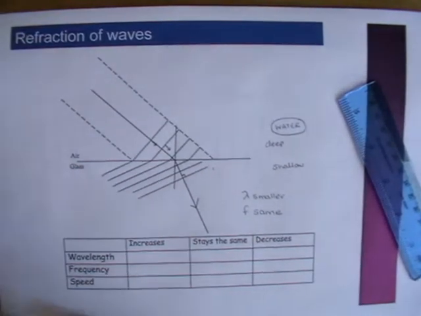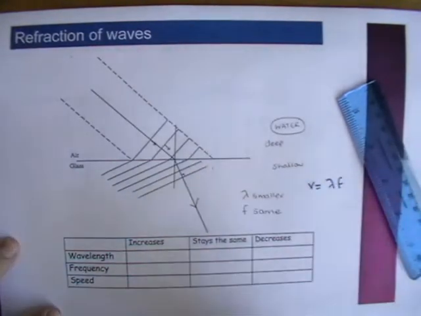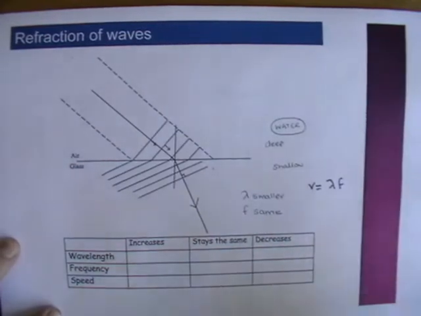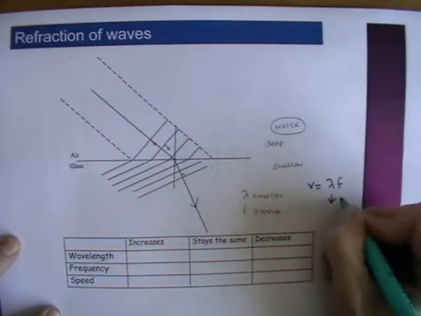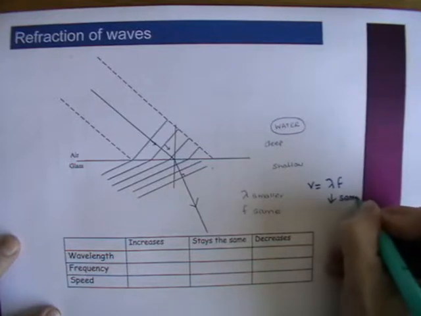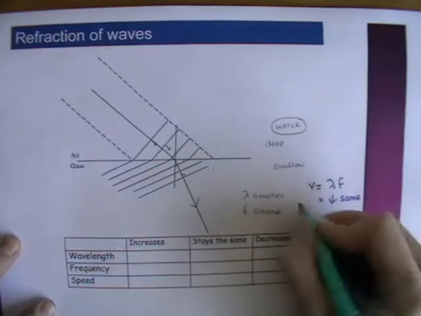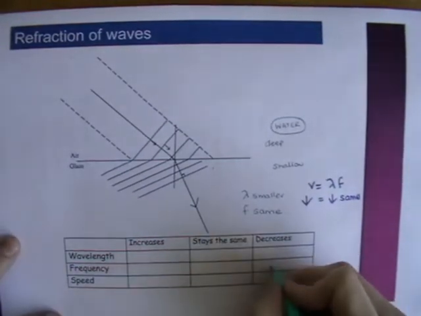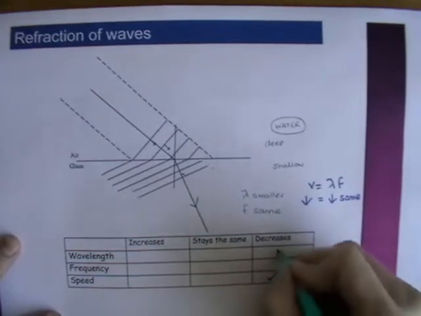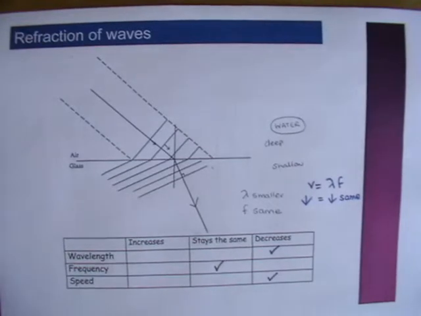And if we write down v is equal to lambda f again, v is equal to lambda f. If lambda has got smaller and the frequency has stayed the same, and you're multiplying a smaller number by a similar number as before, you get a smaller answer. So that means the speed has decreased. And so the speed has decreased, the wavelength has decreased, and the frequency stays the same.